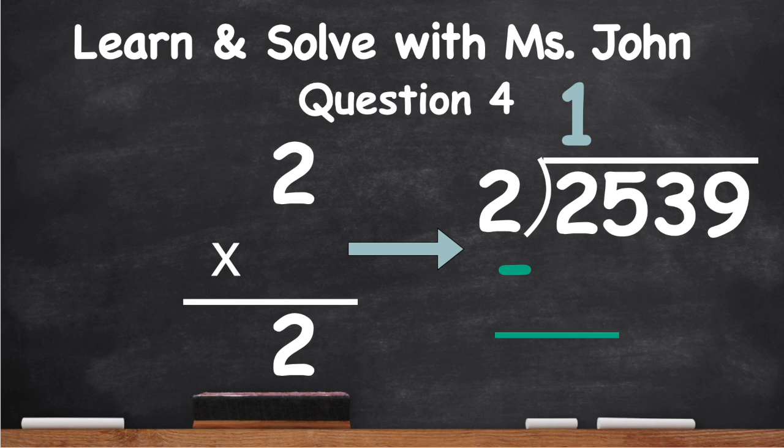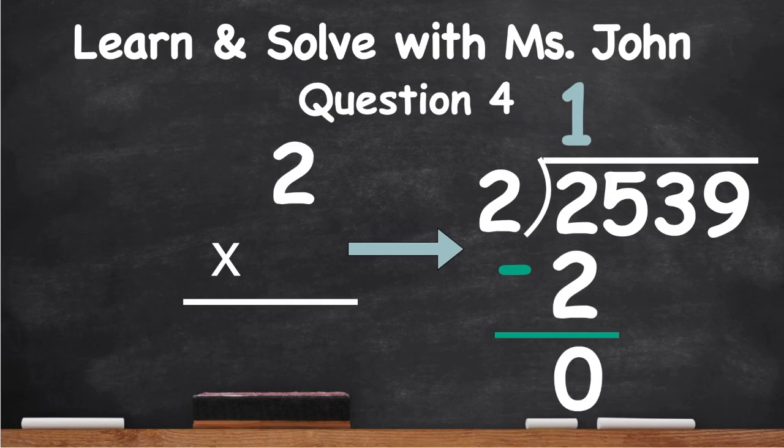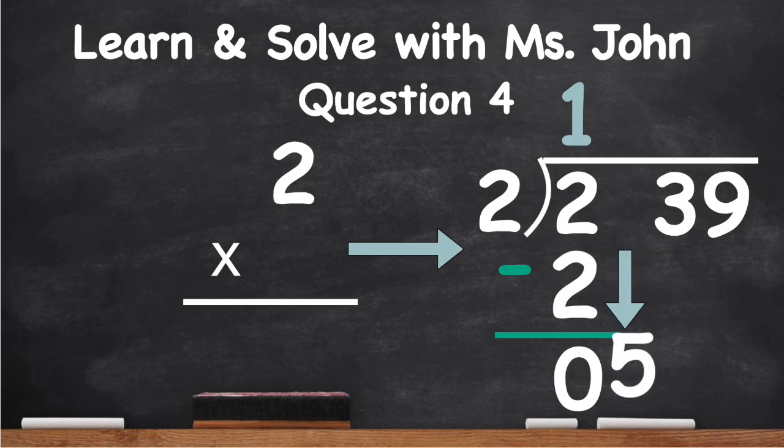Now we have to determine what we are going to subtract that 2 in the division section by. We typically subtract it by the answer. So 2 times 1 gives us 2. Therefore, we're going to subtract it by the 2. So 2 minus 2 equals 0. Now we've got to bring down that 5.